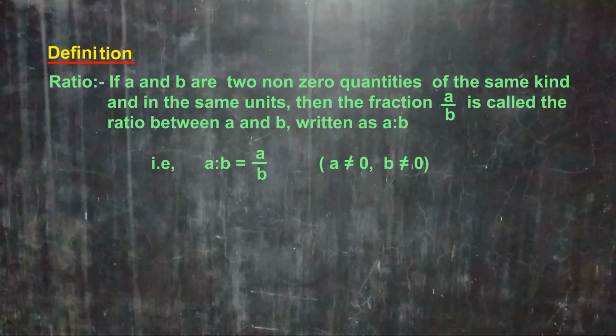Now we shall learn the definition of ratio. Ratio: If A and B are two non-zero quantities of the same kind and in the same units, then the fraction A by B is called the ratio between A and B, written as A is to B. That is, A is to B is equal to A by B, where A is not equal to 0 and B is not equal to 0.